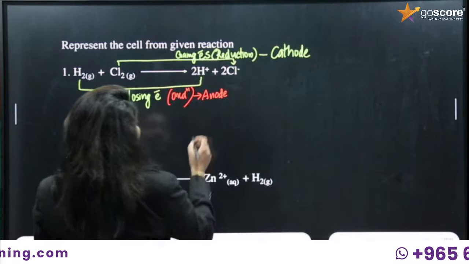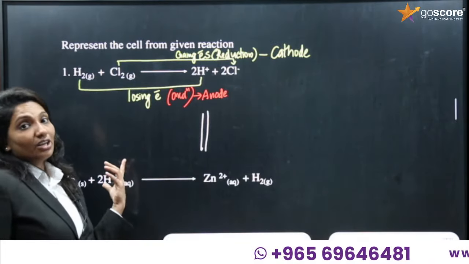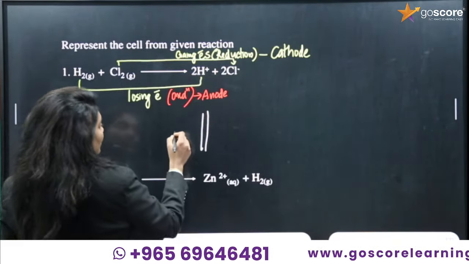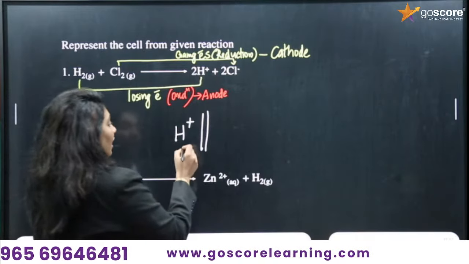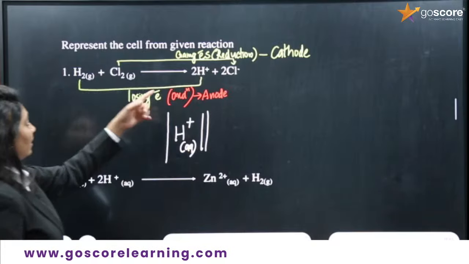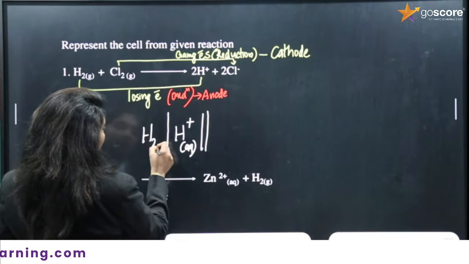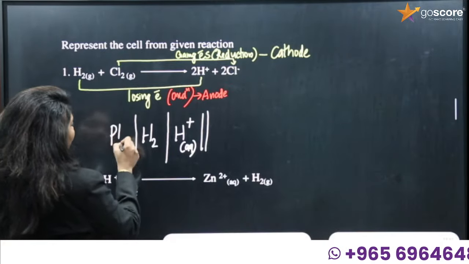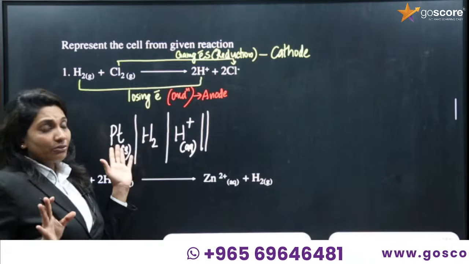That means how will we represent? First we draw the salt bridge, and on the left hand side we have to mention the anode. At the anode, what ion is forming? H+ ions, right? The H+ ions are in the aqueous solution. Then the phase change. The next one is the gas, hydrogen gas, and there is no electrode mentioned. So we can give any inert electrode like platinum, a solid one. So your left hand side, that is the anode side, is clear.